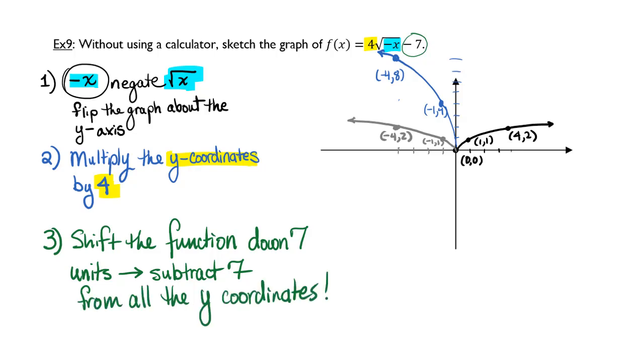So now 0, 0 is going to shift down to 0, negative 7. Negative 1, 4 is going to shift down to negative 1, negative 3. And negative 4, 8 will shift down to negative 4, 1. And there's my final beautiful transformation of f of x.